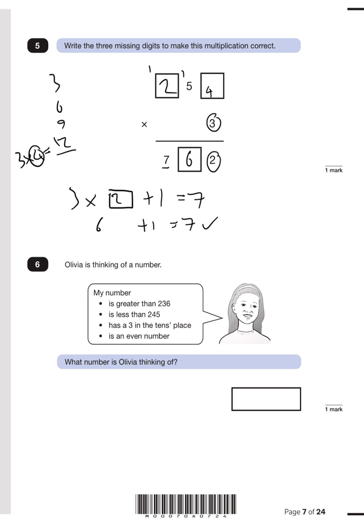Number 6. Olivia is thinking of a number. My number is greater than 236 and it's less than 245. It has a 3 in the tens place and it's even. 236, the next even number is 238. The one after that is 240, which has a 4 in the tens column. So it would not be 240, it would be 238.